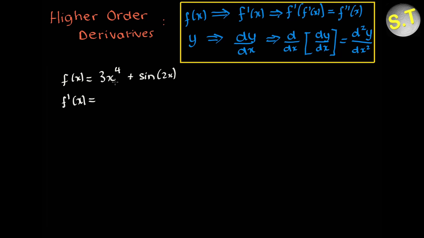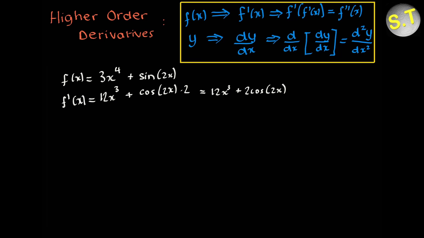So this first part here, 3x to the fourth power, its derivative can be given using the power rule as 12x to the power of 4 minus 1, which is 12x cubed. And then the derivative of the second part can be found using the chain rule, which was in the previous video. So the derivative of sine is cosine, and then we have to times by the derivative of what's inside the bracket, so times 2. So this is 12x cubed plus 2 cosine of 2x.